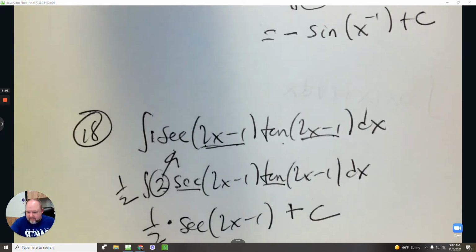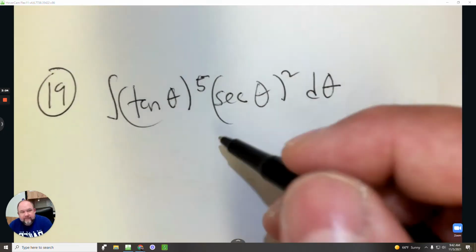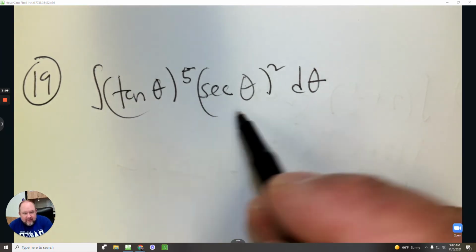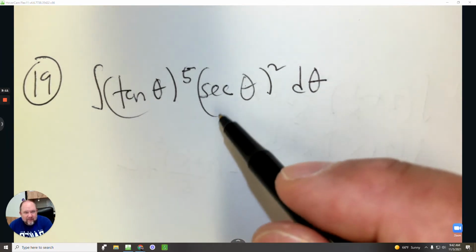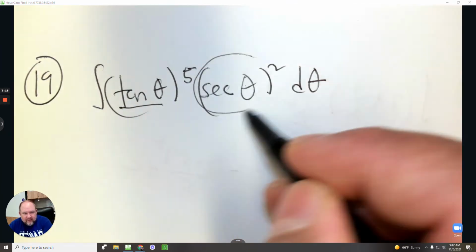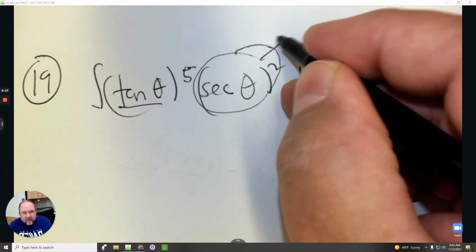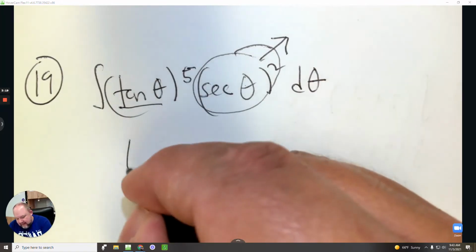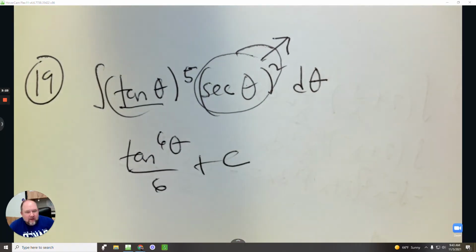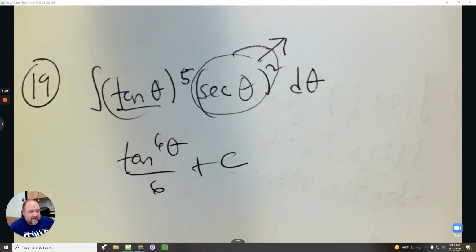Number 19. Write it down, press pause, right? Write it down, then we start. Inside the parentheses, the derivative of tangent is secant squared, so that's the hook. Unhook it. And then I add 1 to the exponent and divide, and then the constant. I know, it's nice when you see it, right?